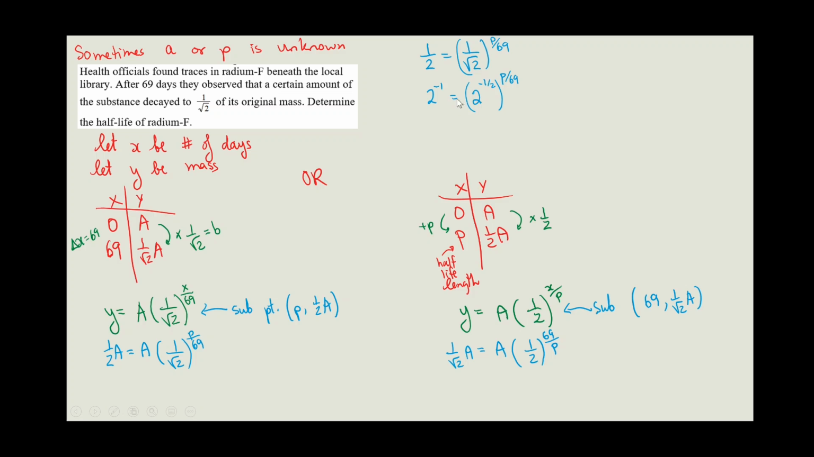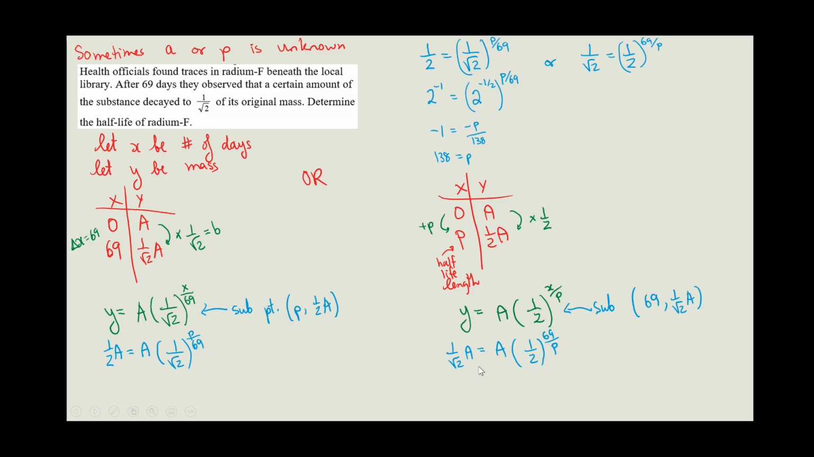Now that the bases are the same, we can ignore the bases and match the exponents. So that exponent -1 has to equal to this whole exponent with multiplication. Remember, power of a power. So if you multiply them, you'll have -p over 138. And then when you solve this equation, you'll get a period of 138. That's using this first version.